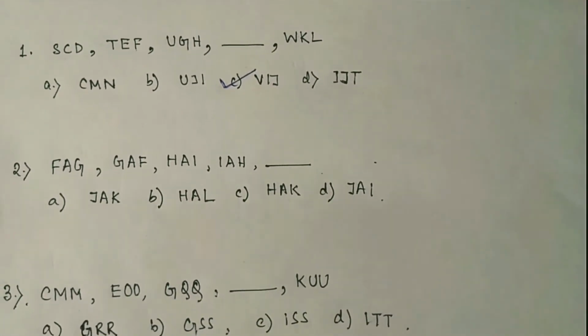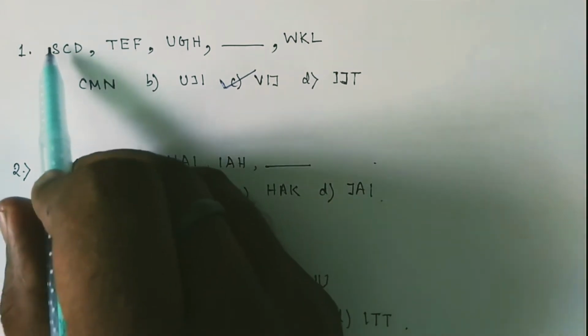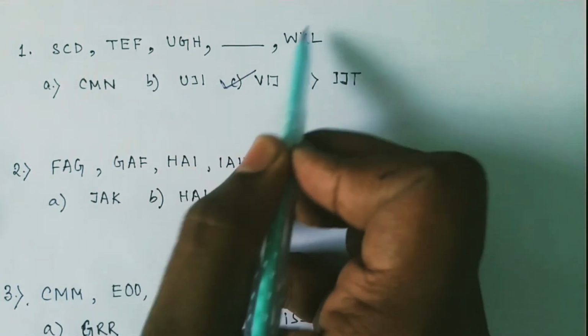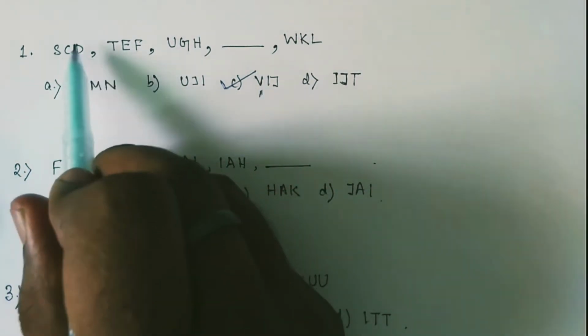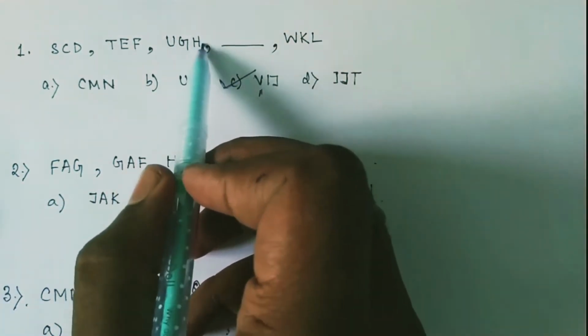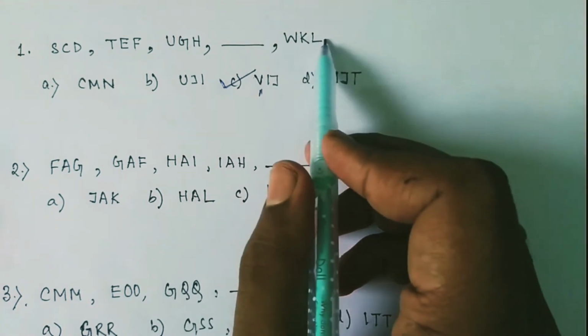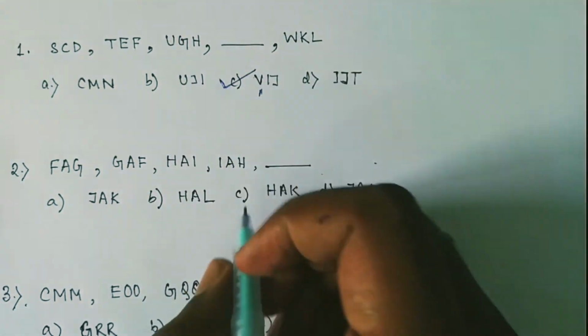So here we are just applying the logical terms, just as in the previous question: S, T, U, V, W. So V is missing, so V will be the first letter. Then the remaining letters C, D, E, F, G, H, IJ is missing, then KL. So IJ will be there. So VIJ is the answer.